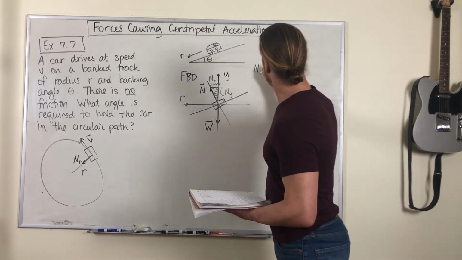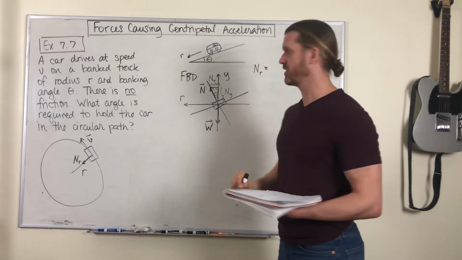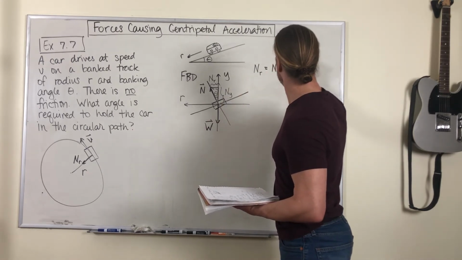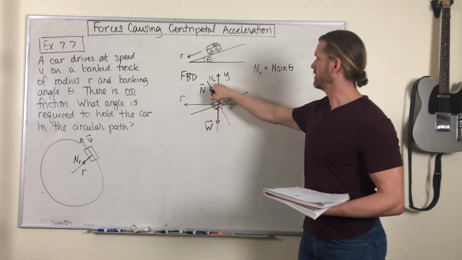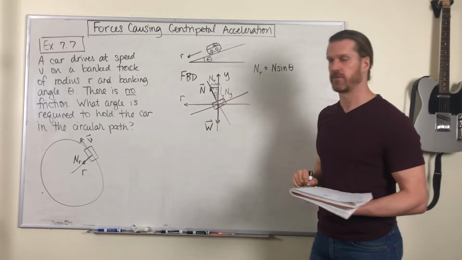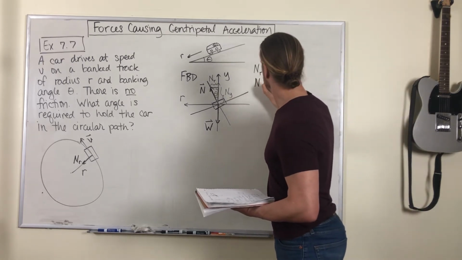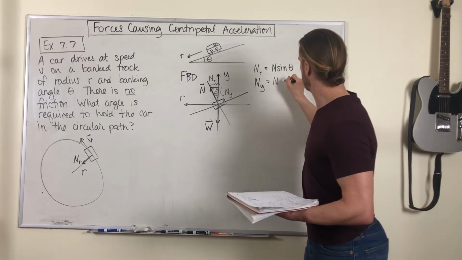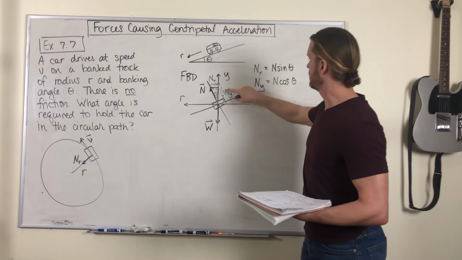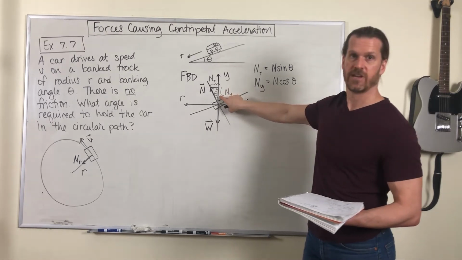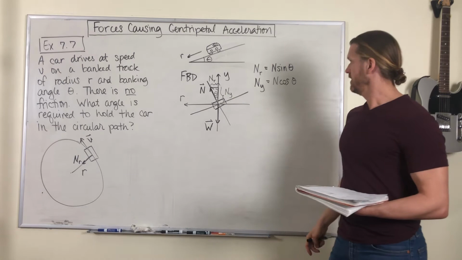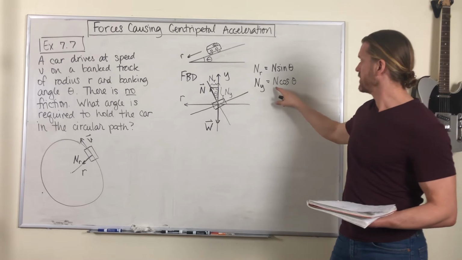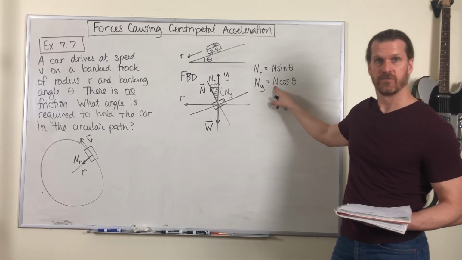But that means that the radial component of the normal force will be n sine theta, because this is the part of the triangle opposite to theta, and the y component of the normal force is n cosine theta, because this side is adjacent to theta. Okay, there's our setup. We need to get the magnitude of n, because that's not given to us in the problem.